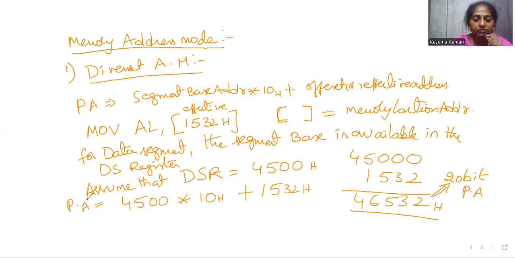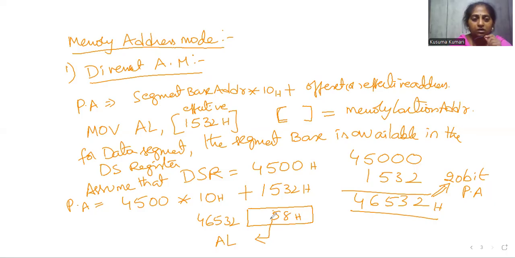Now what will the microprocessor do? This is the memory location. 46532 is a memory location address. With this address, one memory location is identified. In that memory location, whatever data is available, for example 58 hexa, that 58 number is transferred to the AL register.